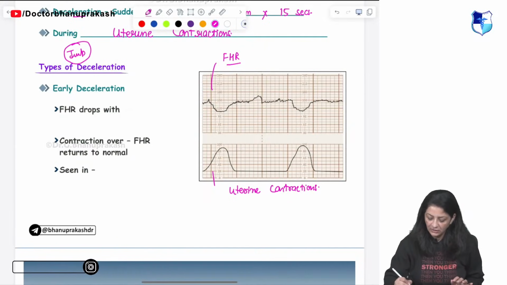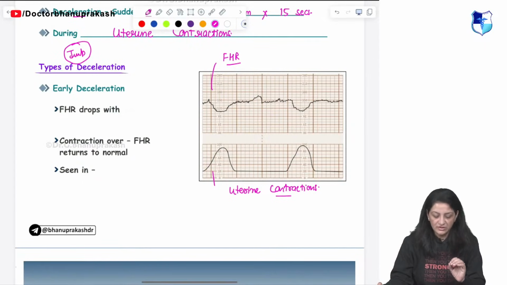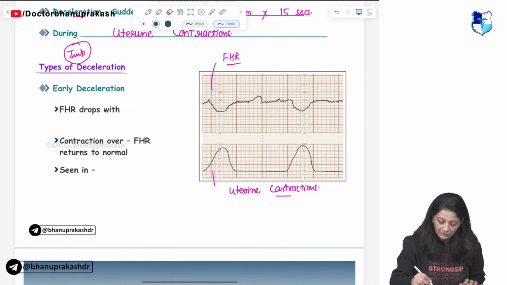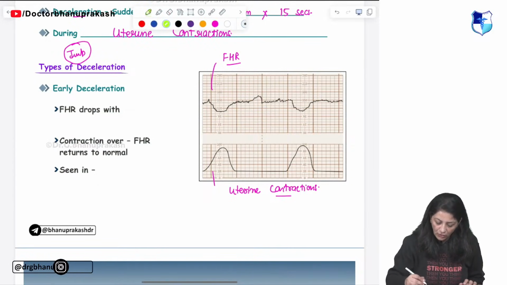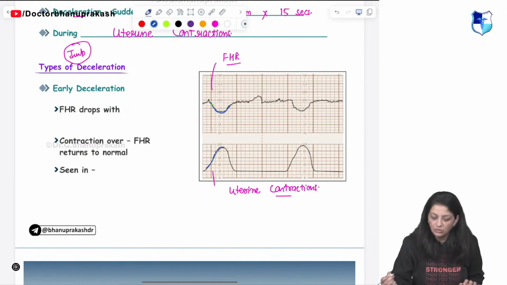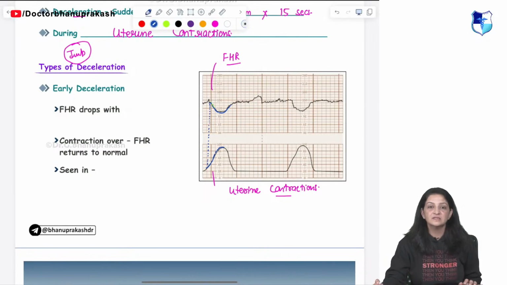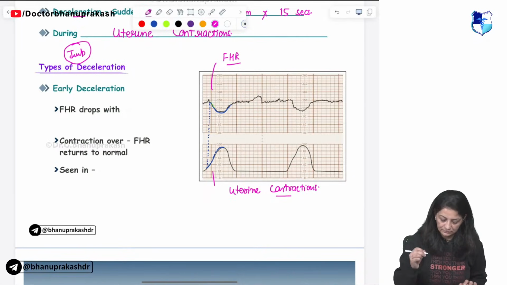Fetal heart rate and uterine contractions. Early deceleration means a fall in fetal heart rate. Fetal heart rate drops with the onset of uterine contraction. This is called early deceleration.